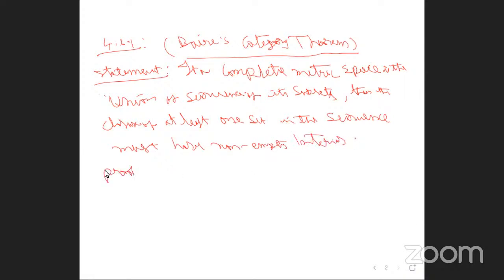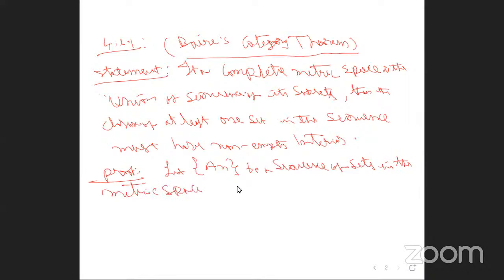Proof. Let An be a sequence of sets in the metric space X such that X is equal to the union of An.